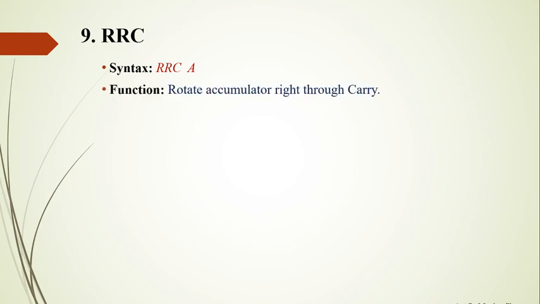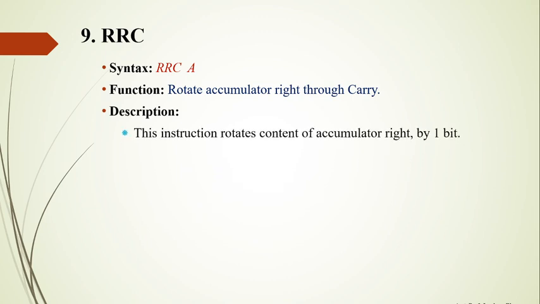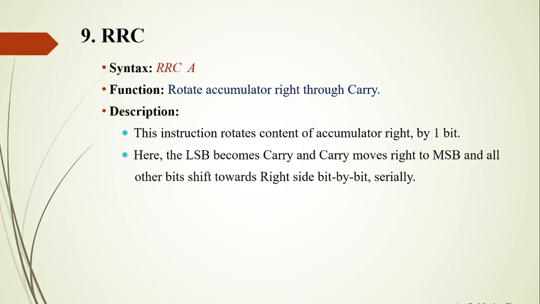RRC, that is rotate right through carry. So the syntax for this instruction is RRC A, that it rotates the accumulator right through carry. So this instruction rotates content of accumulator right by 1 bit, but in this instruction now the LSB becomes carry. That means LSB goes to carry and carry moves right to MSB and all other bits shift towards right side bit by bit serially.